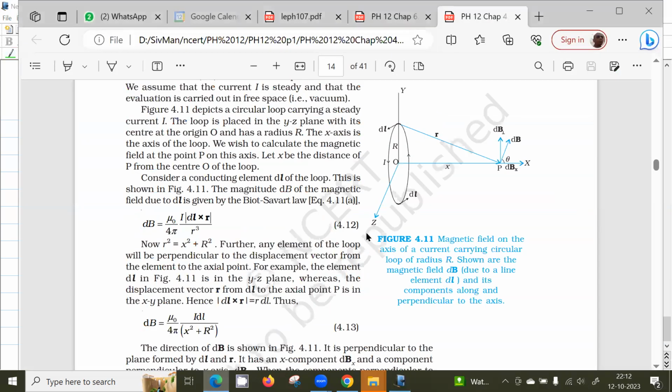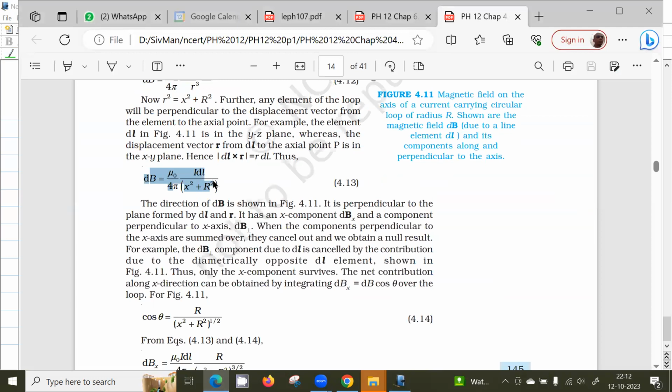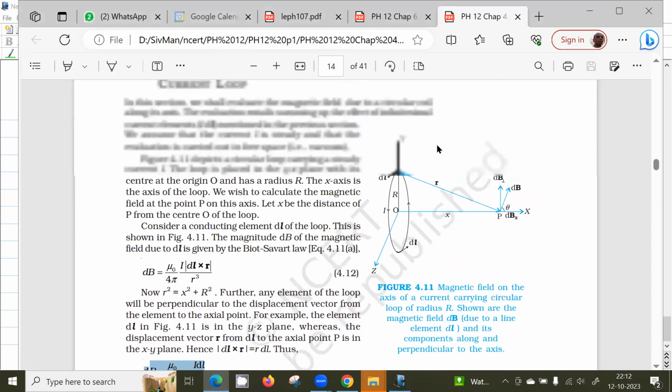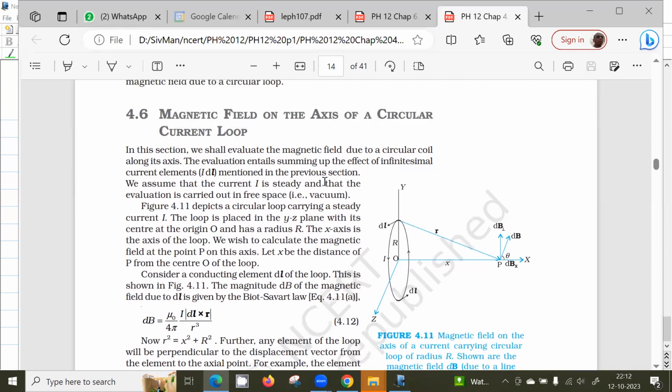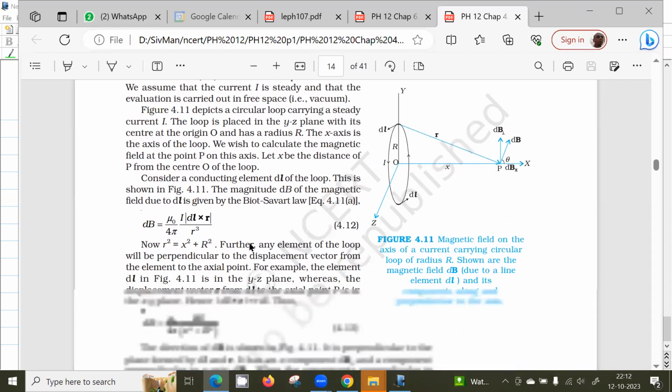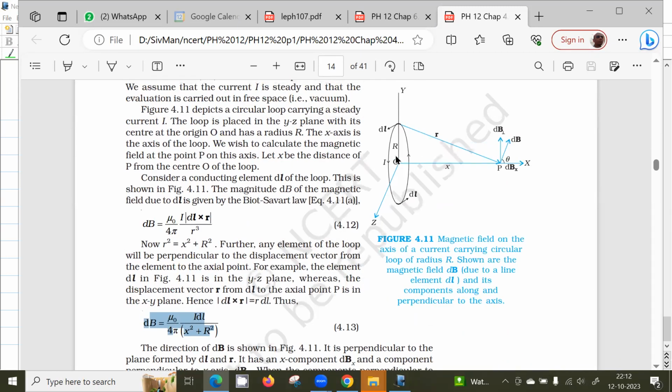So just go through this derivation and get this result for the magnetic field along the axis of the circular loop of current. Okay, so in this, if I put x equal to 0, I get the magnetic field at the center point.